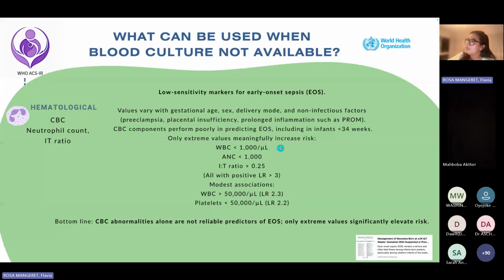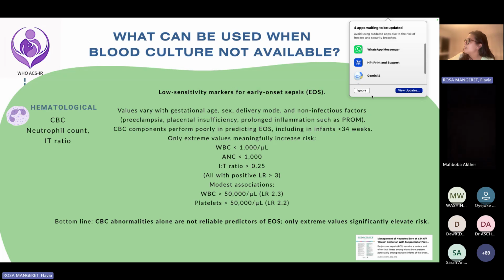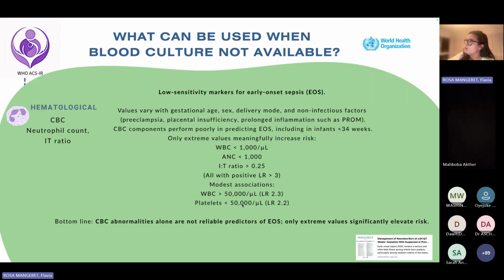What could increase the risk a little bit, could give us an idea that okay, this baby might be infected, is a white blood cell count of less than 1,000, ANC of less than 1,000, and IT ratio more than 0.25. Some modest associations are a very high white count, so leukocytosis more than 50,000, and very low platelets, less than 50,000. So basically, CBC abnormalities alone are not reliable predictors of early onset sepsis. Only extreme values will increase risk of sepsis itself.